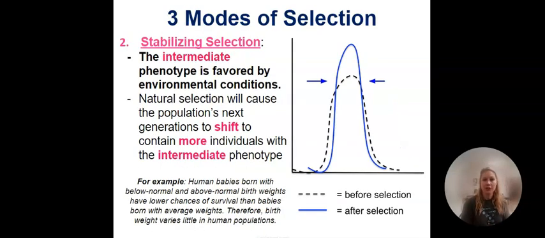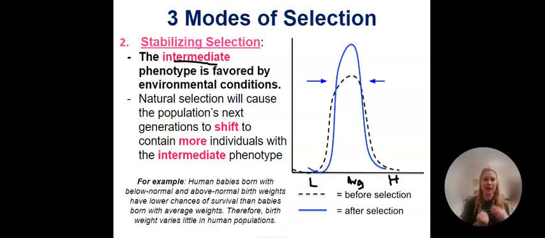The second type of selection is called stabilizing selection. Stabilizing selection is essentially when the average or intermediate phenotype is the best trait for that environment. A really good example of this is actually baby birth weight. Babies that are born with a low birth weight or an extremely high birth weight tend to not survive as much as individuals that have, let's say, an average birth weight. So this is stabilizing selection, because we're going for the intermediate or the average.